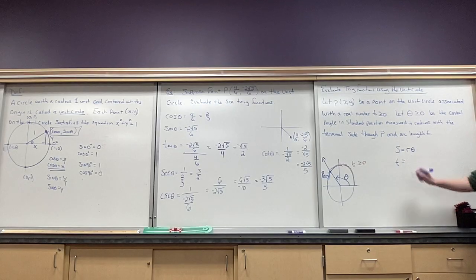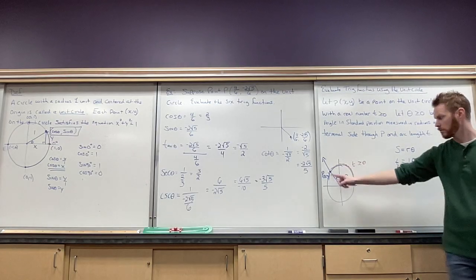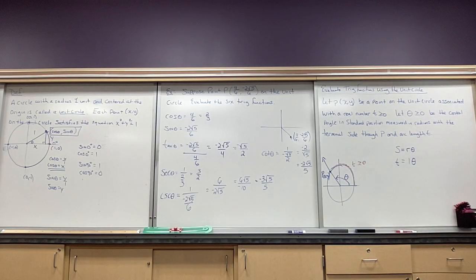Now, here's the cool part. What's the radius of the unit circle? 1. And then we have our angle, whatever our angle is that's made to get to that point. Well, if I simplify this, I get that the arc length is equal to the angle. They're one and the same.